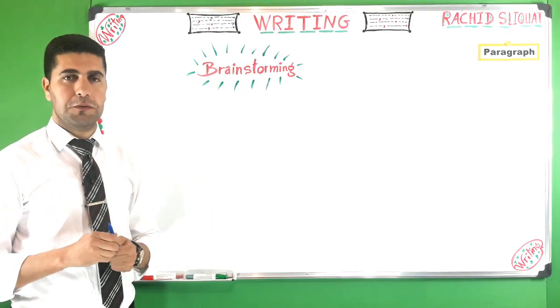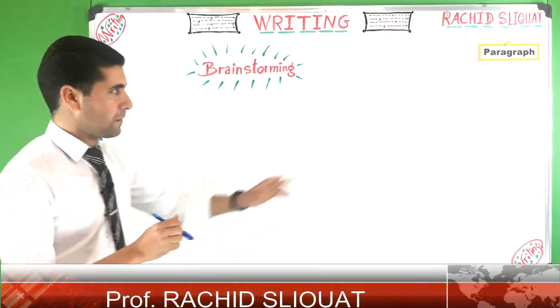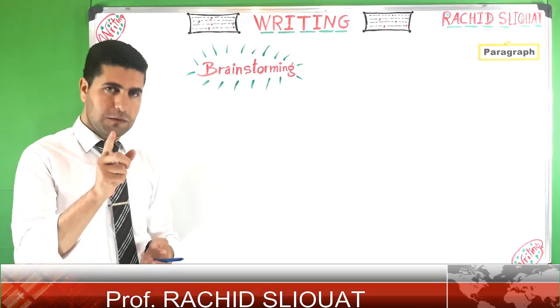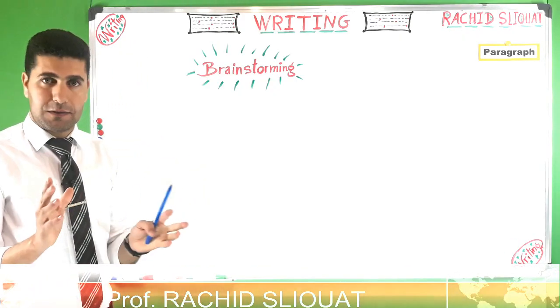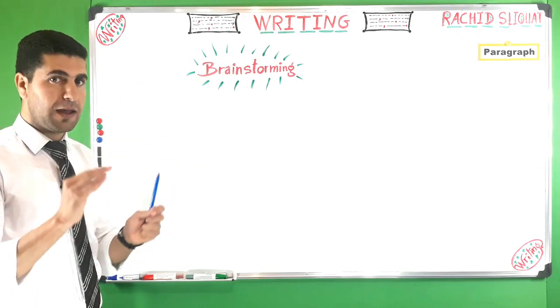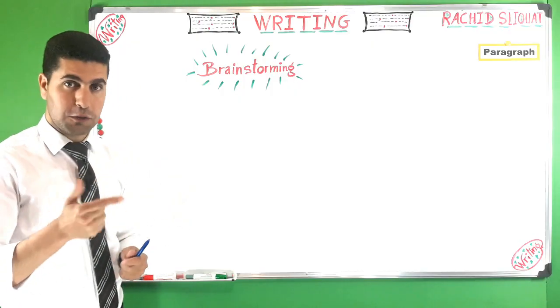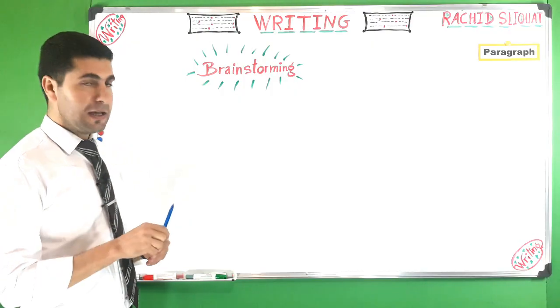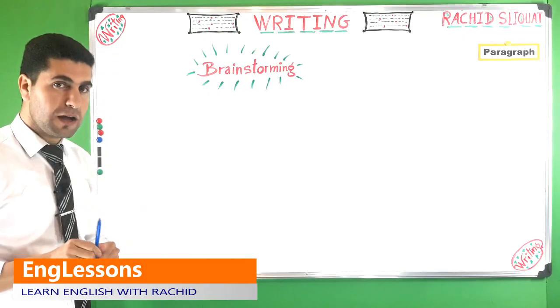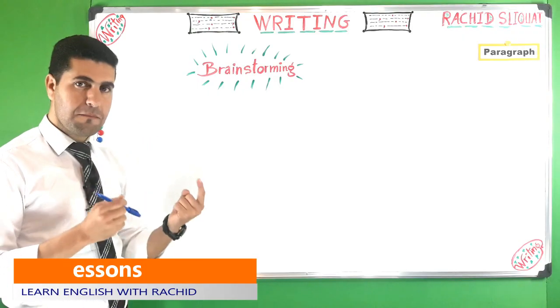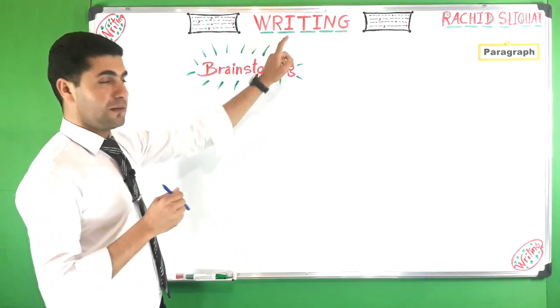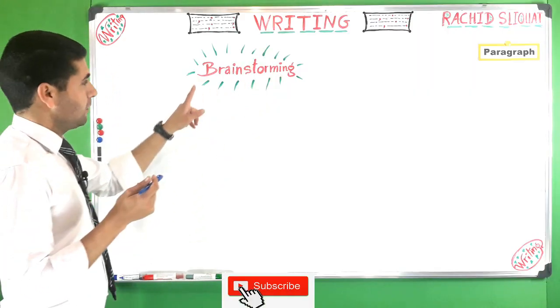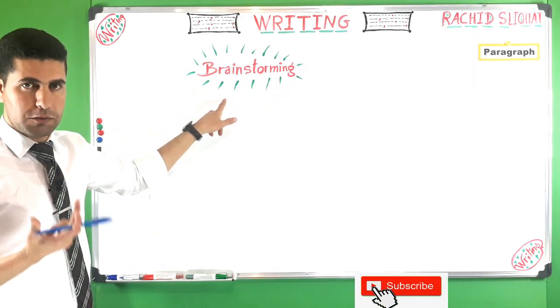So we are still talking about writing paragraph number 1. In the previous episodes we talked about writing sentences, patterns of sentences, how to write correct and good sentences. In this episode we are going to start with the first step in writing. The first step in writing, what is it? It's very simply brainstorming.